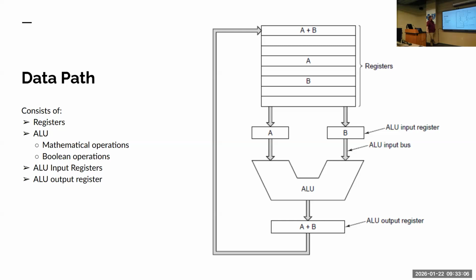Okay, and as I mentioned, the ALU has mathematical operations and Boolean operations, and it tends to have input registers and an output register. Now on our computer, we're really just going to have these A and B registers when we build it. We're not going to get as complicated as a real one. We're just going to have a couple registers there and not overcomplicate ours.